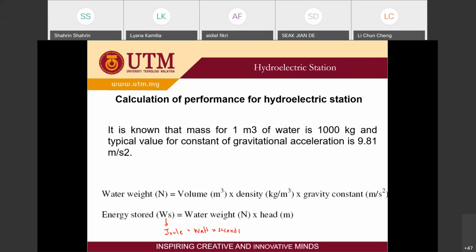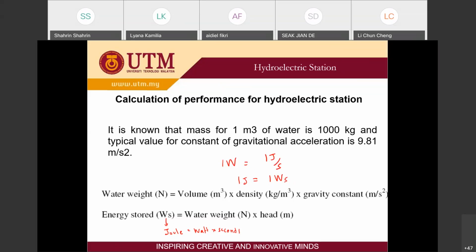While for the hydroelectric station, the energy is in the unit of watt seconds, where watt second is equal to joule. So note that 1 watt is equal to 1 joule per second, so 1 joule is equal to 1 watt second.